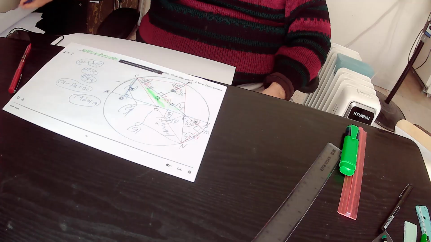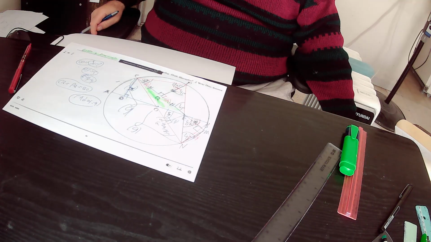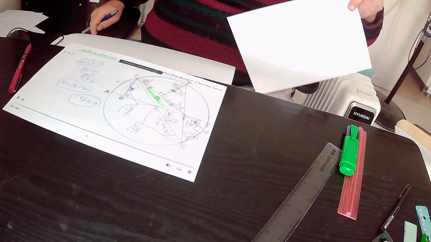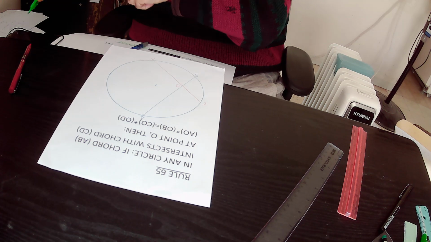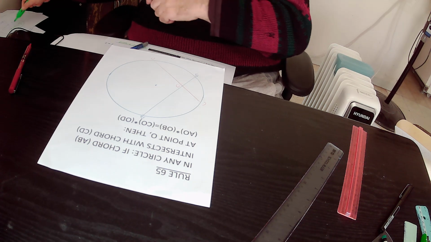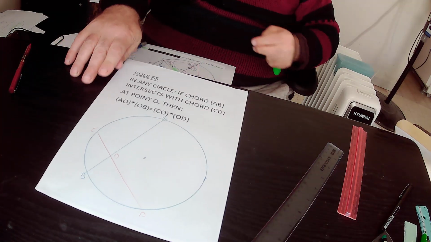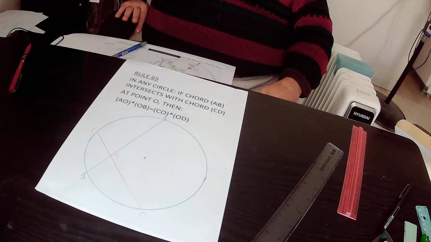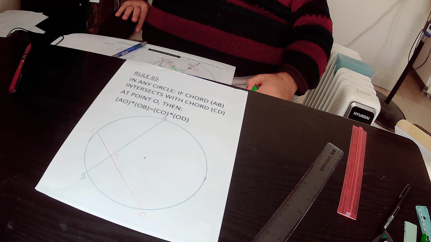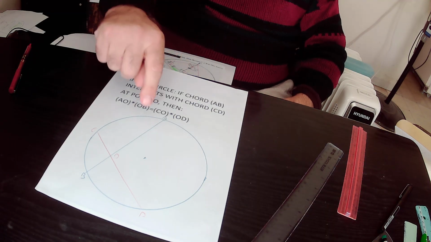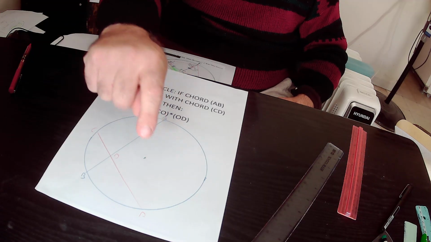In the next step, we will implement rule 65 in our drawing. Please click on rule 65. According to rule 65, first of all, rule 65 is true in any circle. So in any circle, if chord AB intersects with chord CD at point O, then the following equation is true: AO times OB equals CO times OD. Again, AO times OB equals CO times OD.